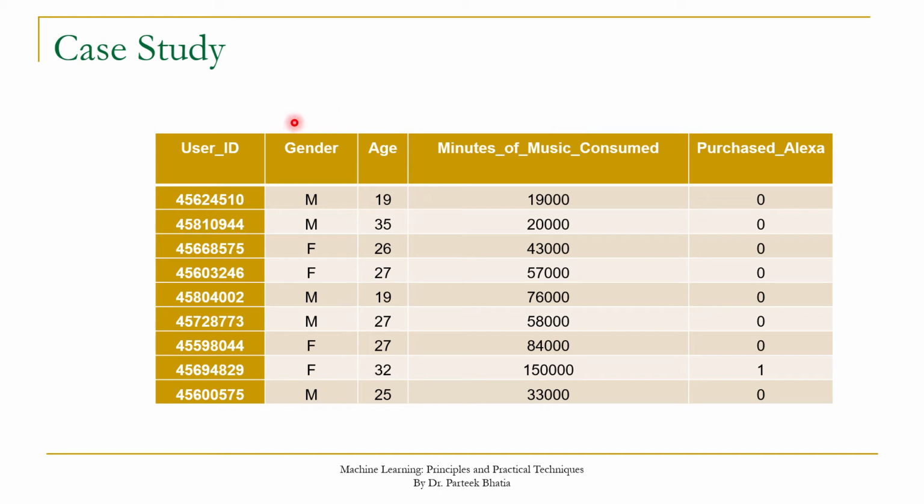Of course you can experiment with the gender column also, but in this case the visual analysis of the model will not be possible. So in order to have visual analysis of our model, we are going to consider 2 input attributes, age and minutes of music consumed, and 1 output attribute, that is purchased Alexa. Here our class attribute has only 2 possible values, one is 0 and another is 1. So it means that we are going to build a binary classifier with 2 input attributes, age and minutes of music consumed.